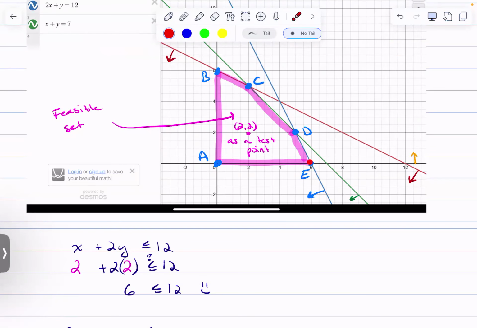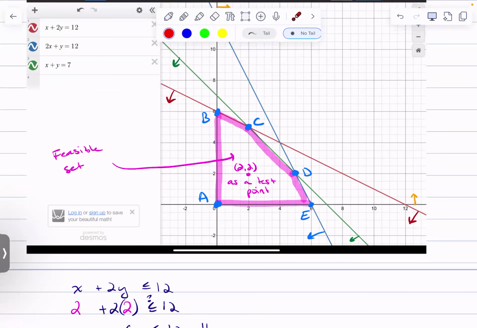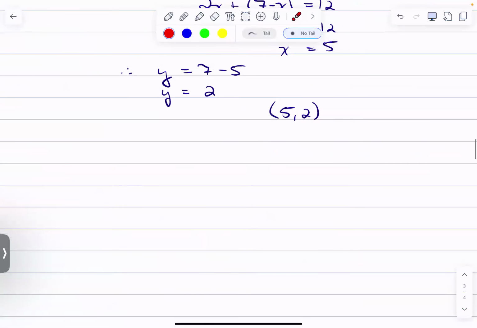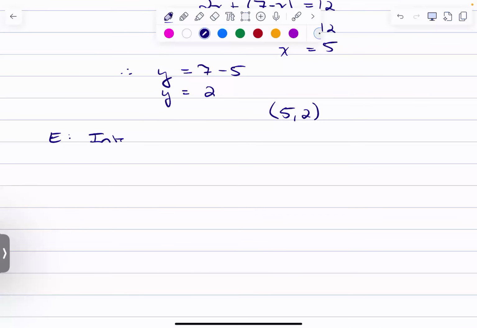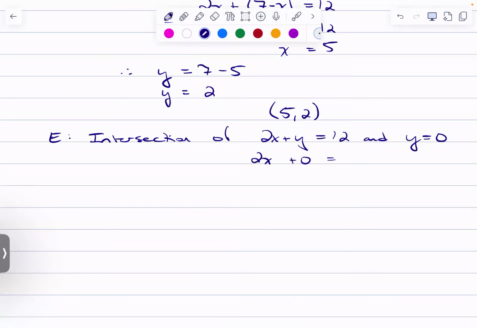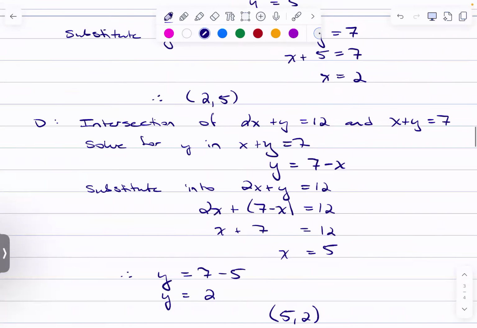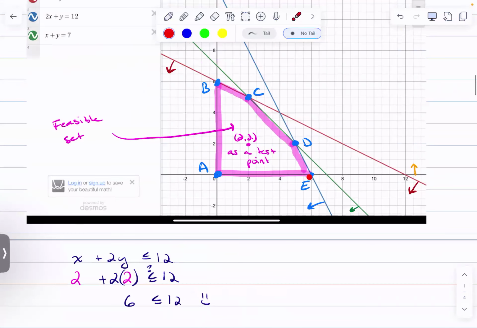Finally, E. E is our blue line. Our blue line is the 2x plus y is equal to 12. And the equation of the x-axis is y equals 0. E is the intersection of 2x plus y is equal to 12 and y equals 0. So then I get 2x plus 0 is equal to 12. So then x must be 6. So then the point is at 6, 0, which again, we can confirm visually. Looks good.